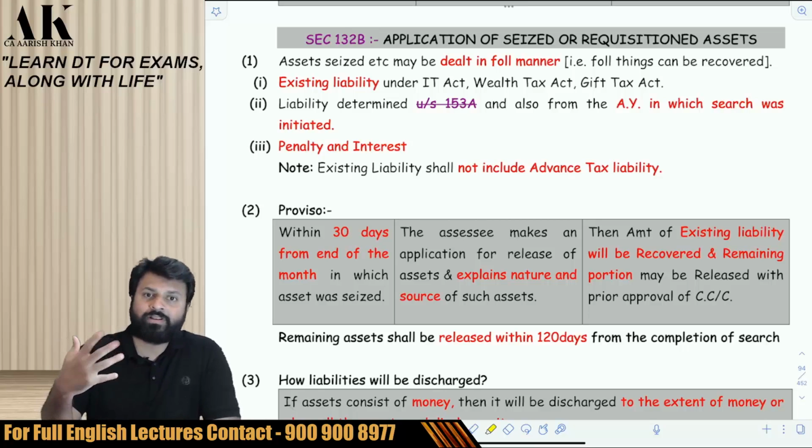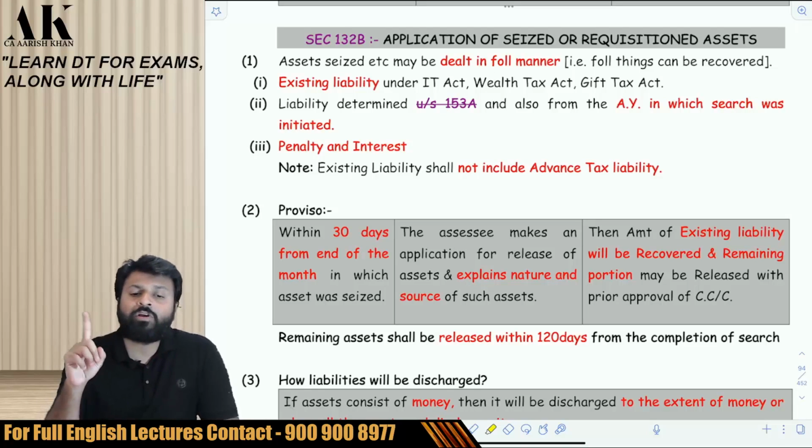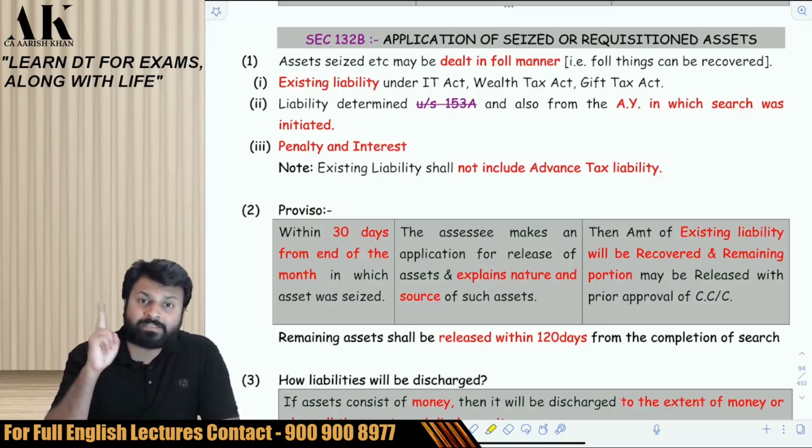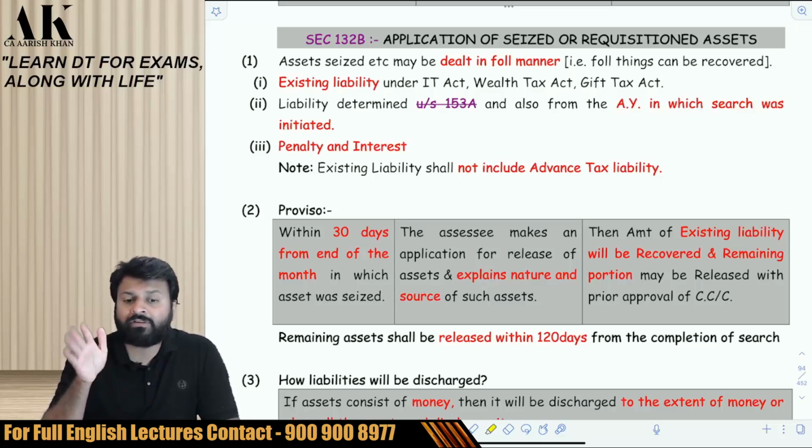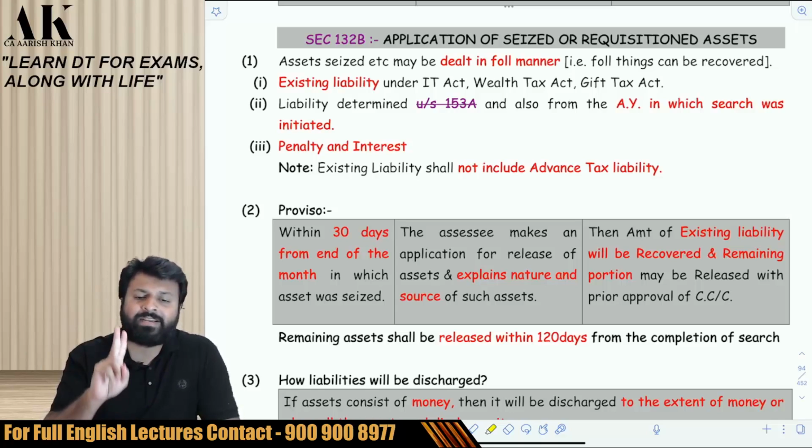They will recover a lot of tax liabilities. First thing, they will recover your existing liability of income tax, existing liability of wealth tax also, and existing liability of gift tax also, if any. So out of the seized asset, the government will try to recover the following things: existing liability of income tax, wealth tax, and gift tax.